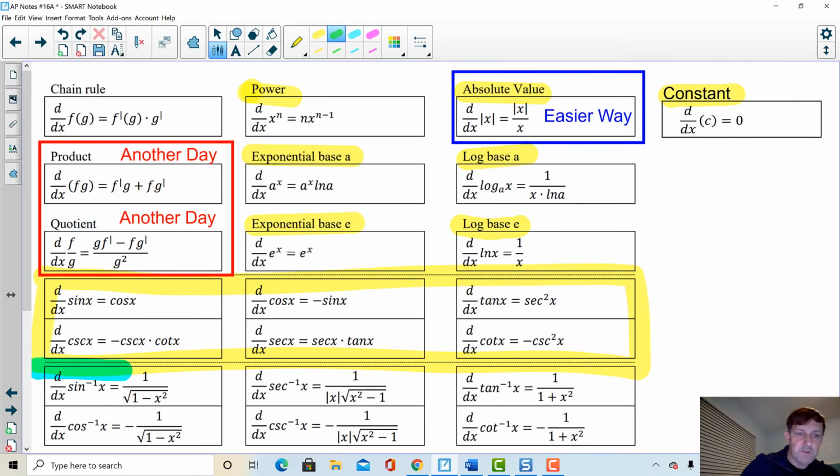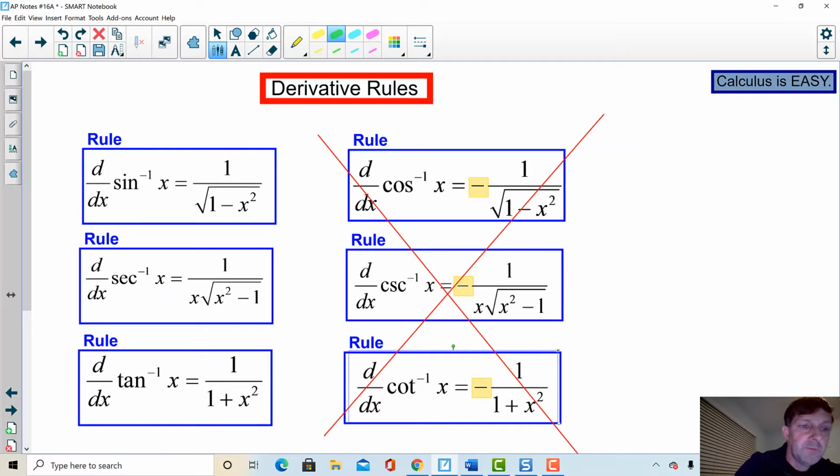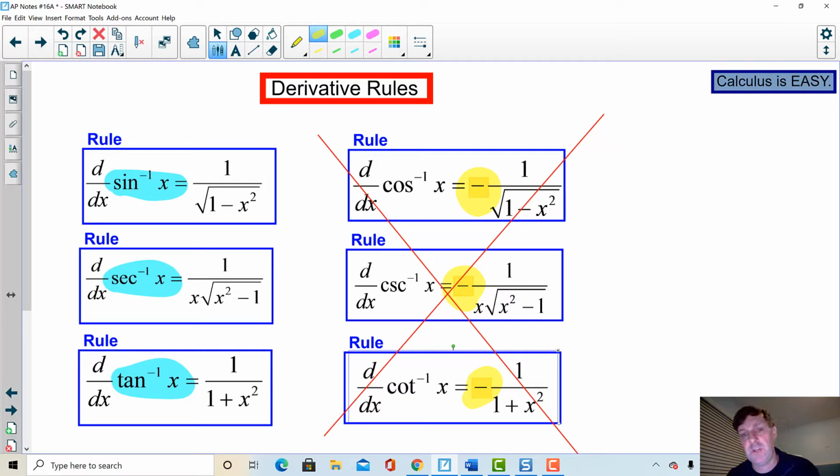Okay, now we're going to look at the derivative for all the inverse trig functions. We only have to remember 3 of these: the derivative for sine inverse, secant inverse, and tangent inverse. And that's because you get the same thing for the other 3 co-functions, except they just have a negative. So the derivative for sine inverse gives you the same answer as the derivative for cosine inverse. You just get an extra negative.